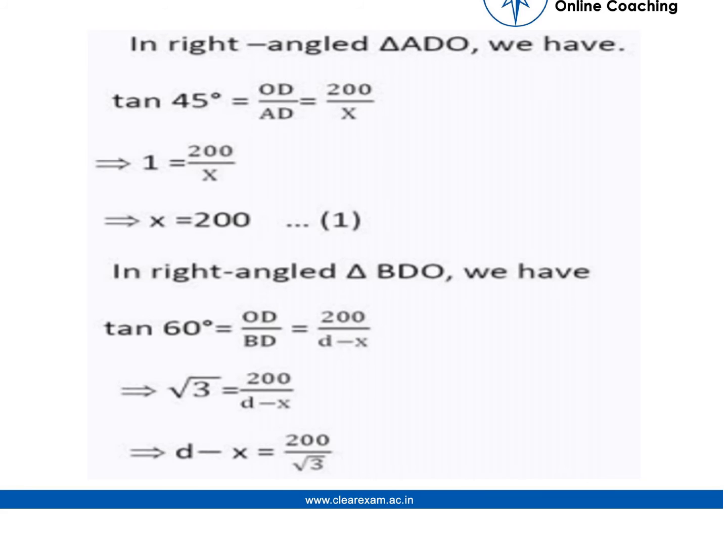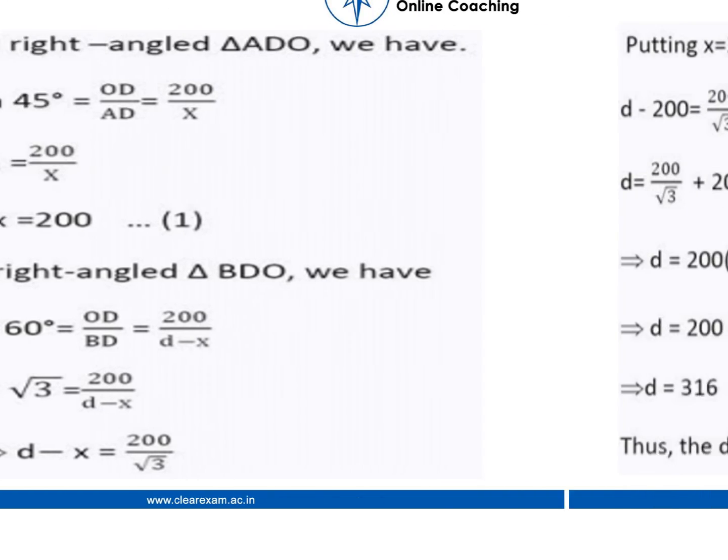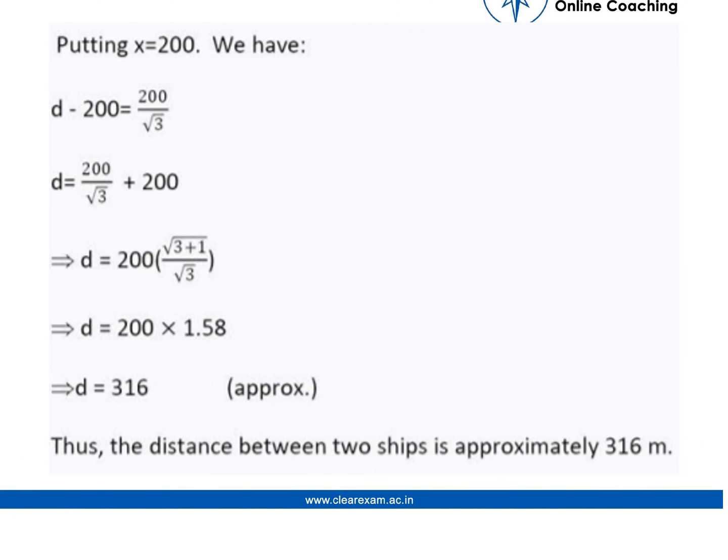In right angle triangle BDO, we took the ratio of 60°, as 60° is the angle of depression, so tan 60° equals OD upon BD. OD is the same height of 200, and BD is the distance d minus x of the other ship, and the value of tan 60° is √3. So equating √3 with 200 upon d minus x, we get the equation. We put the value x equals 200 in the equation d minus x equals 200 upon √3.